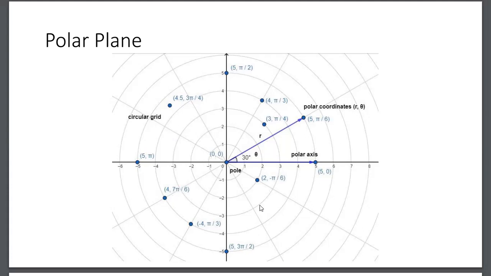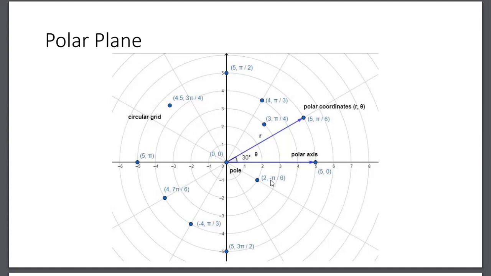And these other points, 4.4 and 7 pi over 6, and this one here is of interest, -4 and pi over 3. The positive 4 and pi over 3 is this point up here. When you make the r value negative, you go in the opposite direction from that point and end up down here. So that's a -4, pi over 3. You rotate, but then flip the r to the other opposite direction. Down here, a 5 and 3 pi over 2.